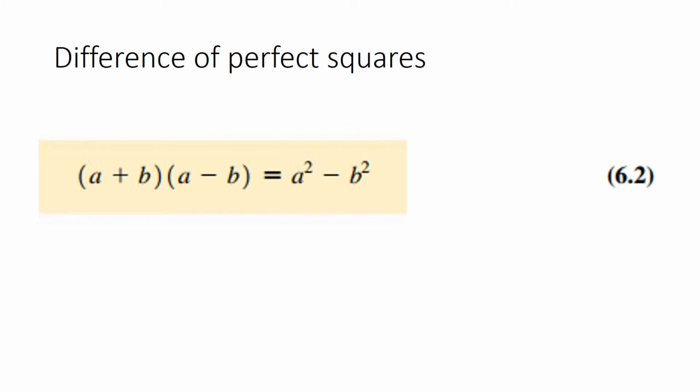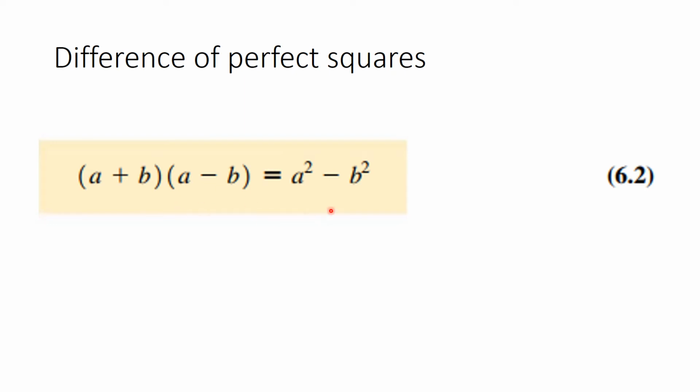We picked this discussion up with the formula for the difference of perfect squares. So if we start on this side and distribute, we have a times a is a squared, then plus b times a, and also minus a times b, and minus b squared. So you see the plus ab and the minus ab will cancel out one with another, and we will have a squared minus b squared.